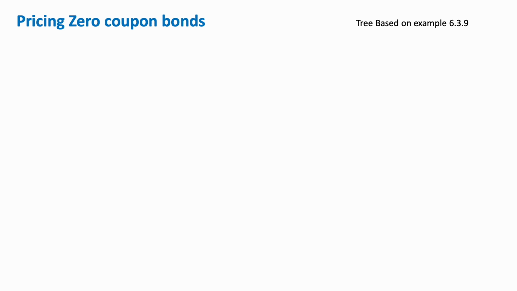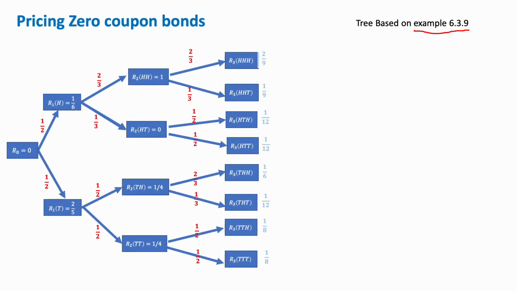And to do this, I will use an example from the book. Specifically, the example in the book is based on example 6.3.9. So this is what the tree looks like. We still have the transition probabilities. At the beginning, the interest rate is equal to 0%. Then for the next period, we flip the coin. If the coin is a head, the interest rate moves to 1/6. If the coin flip is a tail, then the interest rate will be equal to this one. And here we have the value of interest rates for each of the different states on the tree.